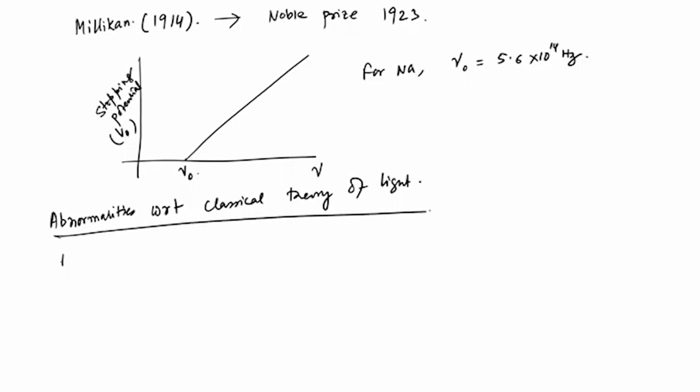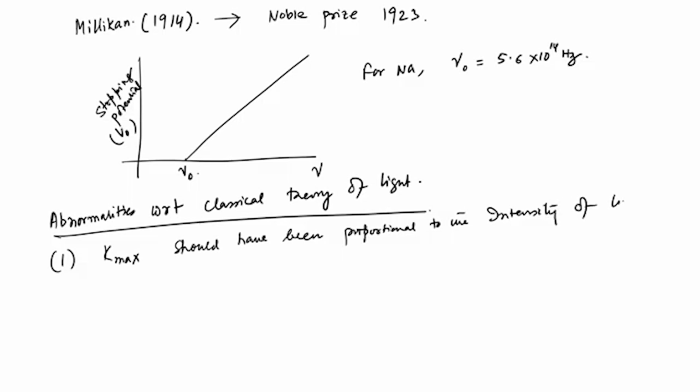So, the abnormalities that we have: K max, that is the maximum kinetic energy of the electrons, should have been proportional to the intensity of light. It is not, as we have shown, that for two different intensities, they merge at the same value.